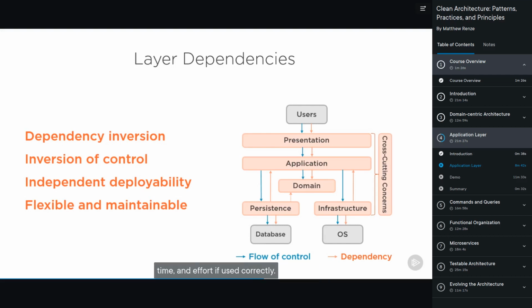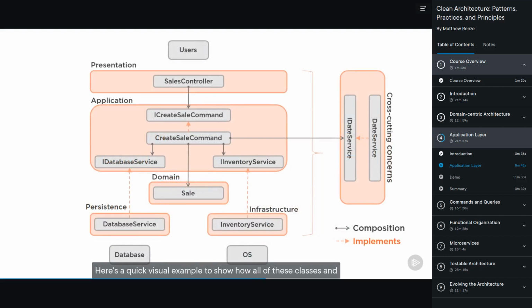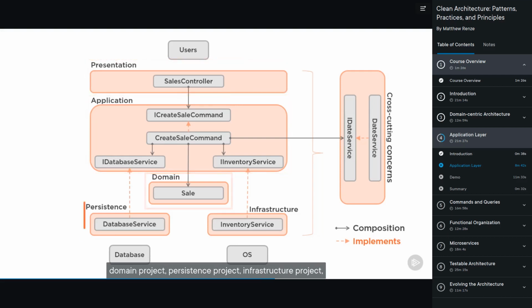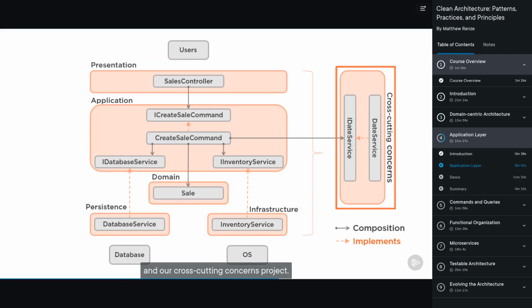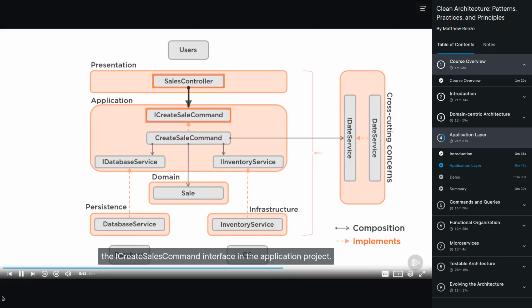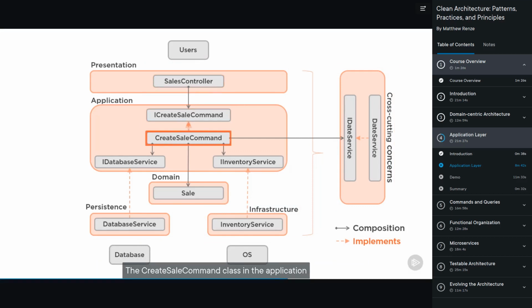Here's a quick visual example to show how all of these classes and interfaces are wired together in our demo application. We have our presentation project, application project, domain project, persistence project, infrastructure project, and our cross-cutting concerns project. In the presentation project, we have a sales controller that has a dependency on the ICreateSaleCommand interface in the application project. The CreateSaleCommand class in the application project implements this interface.